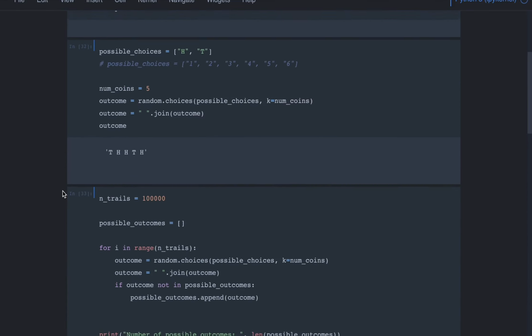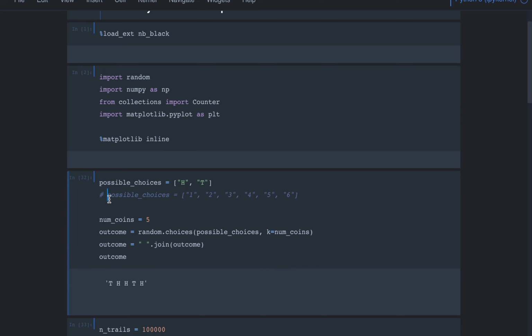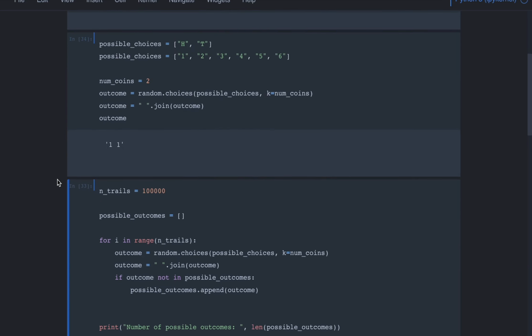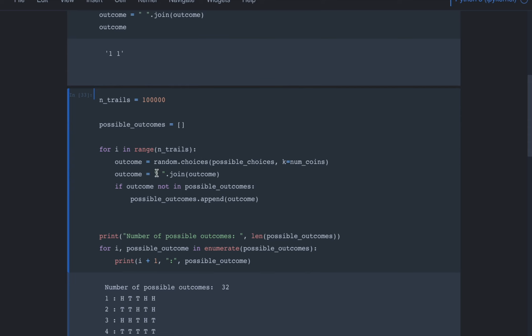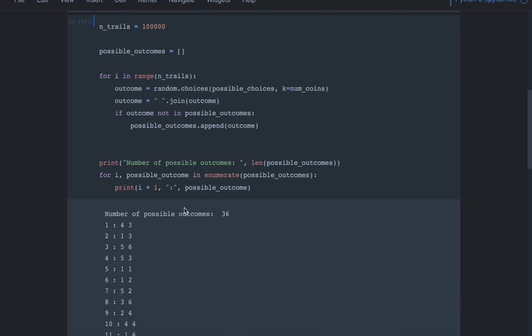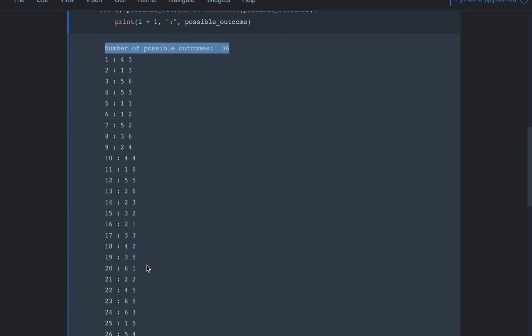Okay, so now let's see how it grows for a dice, right? For each dice we have 6 possible outcomes. So let's mimic rolling 2 dice. Okay, so here is one example. We saw number 1 on the first dice, and in this case the second dice also showed up number 1. Now let's simulate this experiment 100,000 times. Okay, all right. So the total number of possible outcomes is 36.